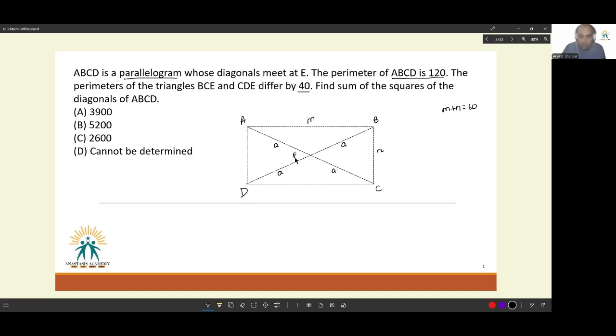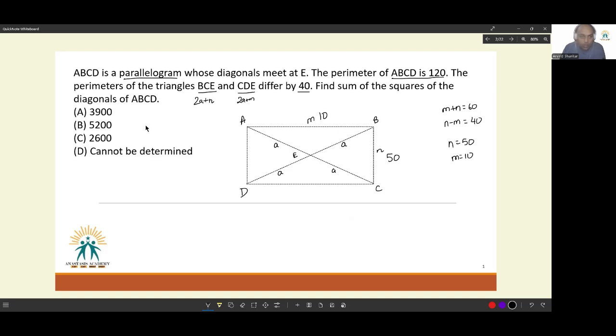And this will be E. Can you see? Perimeter of BCE will now be 2A plus N, and for CDE, it will be 2A plus M. So N minus M is equal to 40, or N is equal to 50, M is equal to 10. As soon as you arrive at that conclusion, now the diagonal lengths can easily be identified.